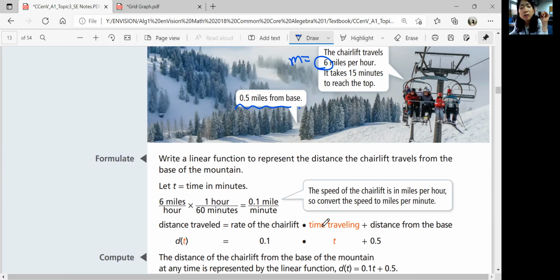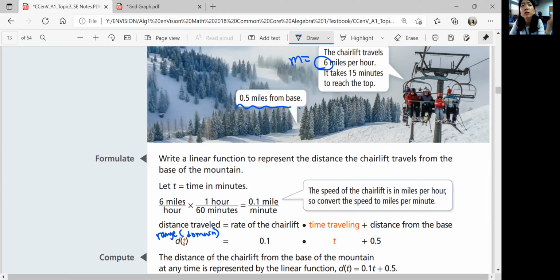So write the equation, d of t, where d is your output, which is your range, of your domain. That is how you write the function notation.